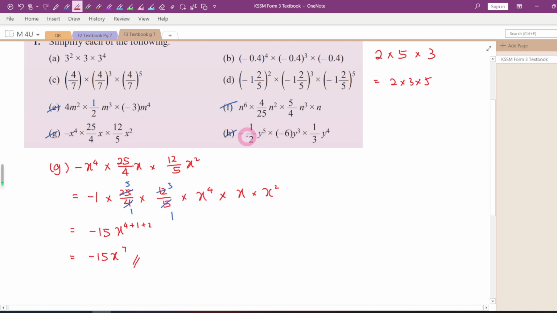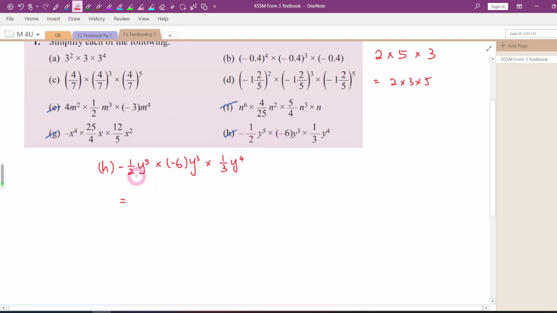Okay, now let's try the last question, part H. First step, I'm going to rearrange it. This will be negative 1 over 2 times negative 6 times 1 over 3. And then this will be y power 5 from here, y power 3 from here, and y power 4 from here. Okay, here you can simplify it, or you can just press your calculator. Divided by 2, divided by 2. And 3 and 3, we can simplify it, divided by 3, divided by 3.